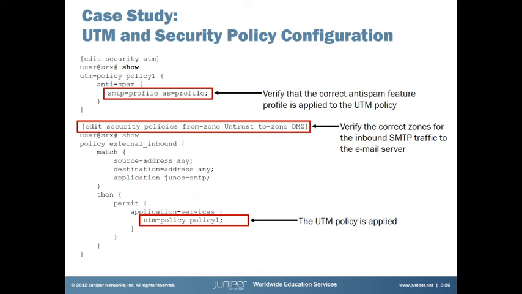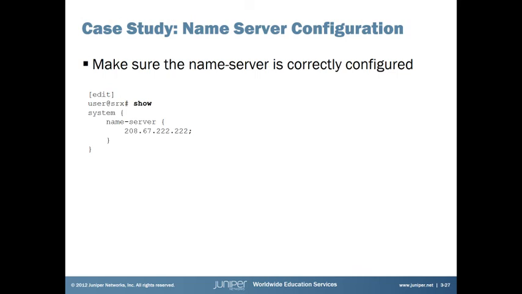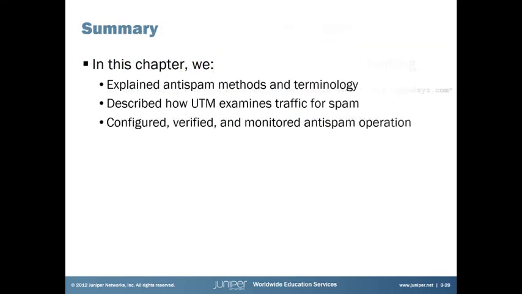So we are creating a UTM policy under anti-spam, and then we're referencing our policy. Policy name is policy 1, I think. Then we're referencing that policy under a security policy. And make sure we've got our name server set up. And we can go ahead and test it. We find that it matches our blacklist.